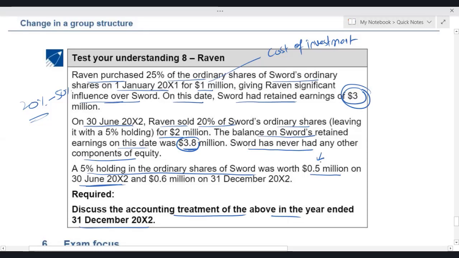Now, first of all, you just need to explain to your examiner that the holding is reduced from 25 to 5%. It means after selling the 20% holding, Raven will no more have significant influence on Sword. Next point. For calculating gain or loss on disposal of the associate, first we need to apply the equity method to calculate the carrying amount of the associate. How do we calculate the carrying amount of an associate at the time of disposal? First, you have to take the cost of investment, add share in post-acquisition reserves.